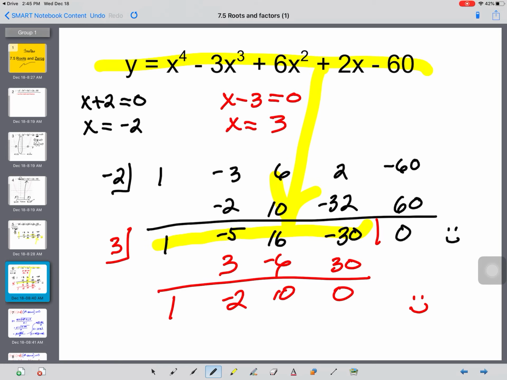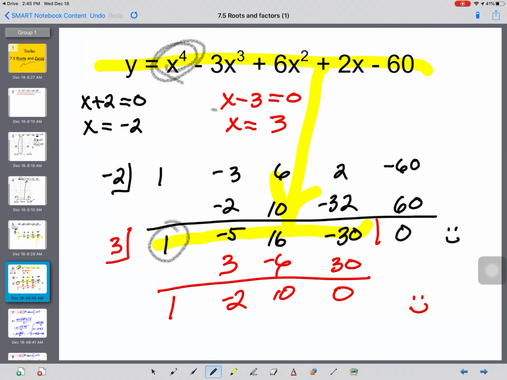Remember up here, this was an x to the 4th power. This answer would be x to the 3rd power if I were to write it out. It's down 1 degree, so it's what we call a depressed polynomial. But now I'm going to do the division with 3.